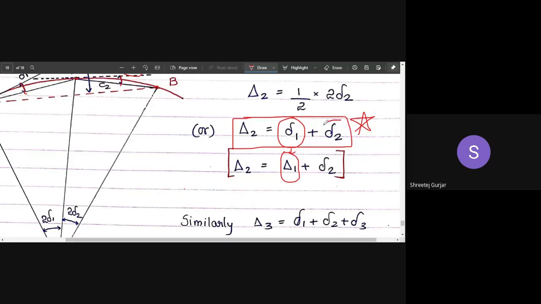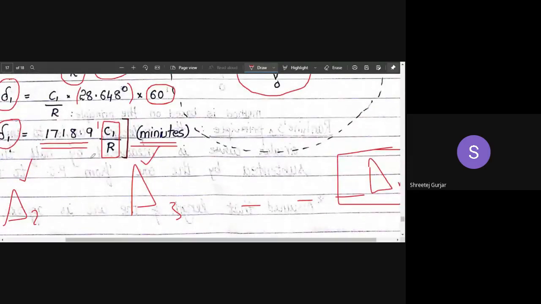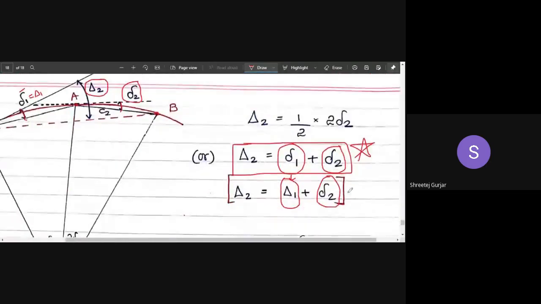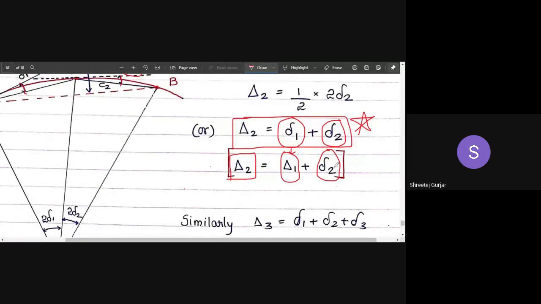Now what is delta 2? We have to calculate it, we do not know this delta 2. Similarly, the same way we have done it, we can calculate this delta 2, substitute, and calculate the deflection angle 2. So this is for your second one.